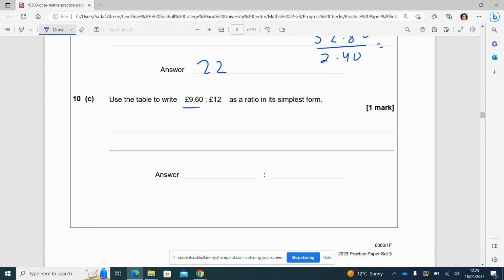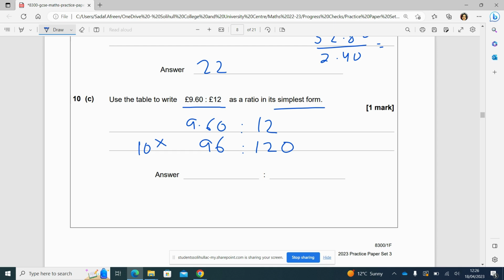Okay, number 10C says use the table to write 9.60 to 12 pound as a ratio in its simplest form. So you have a ratio 9.60 to 12 and you need to write it down in the simplest form. So what we need to do first, we get rid of the decimal point from this number. In order to get rid of the decimal point, we multiply that number by 10, and that gives you 96. Same thing we need to do with the other side as well, which gives you 120.